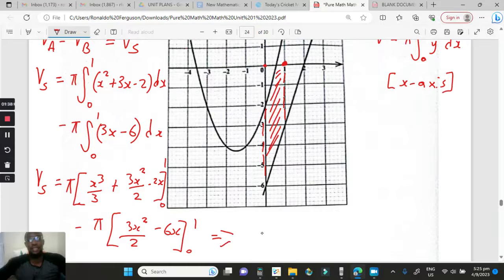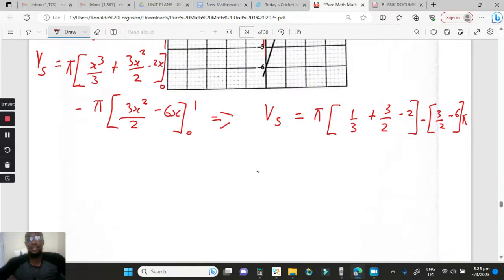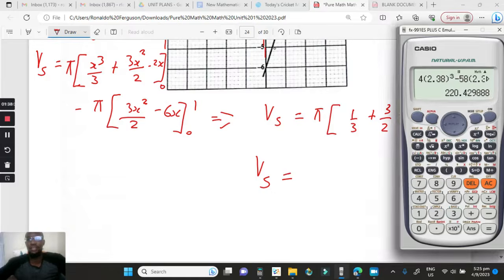So the volume of the solid is pi times, let's put in the 1, that's 1 over 3 plus 1 times 3 is 3 over 2 minus 2 times 1 is 2. Then all of that we subtract. Don't need to put in any zeros because it's all zeros. So put in the 1 down here: 3 times 1 is 3, so 3 over 2 minus 6. And this is also being multiplied by pi. And so the volume of the solid, just input that in a calculator now.